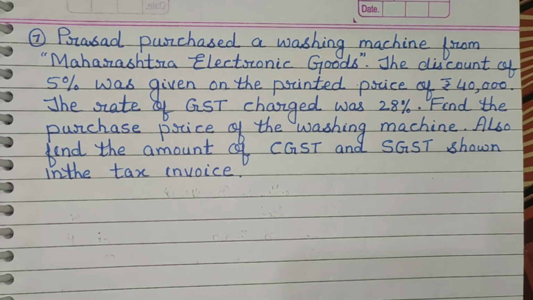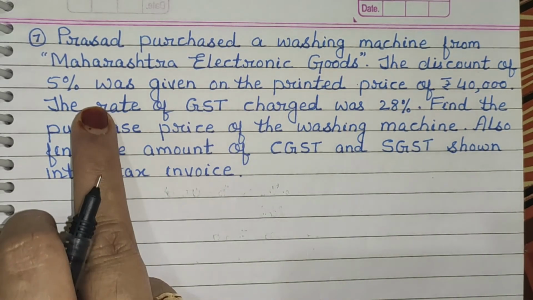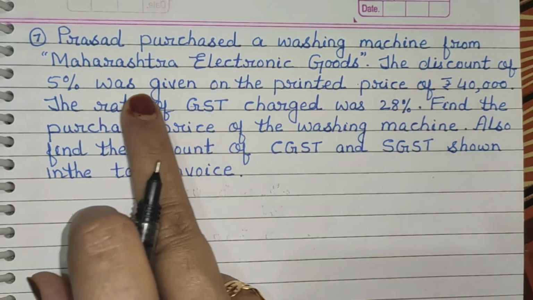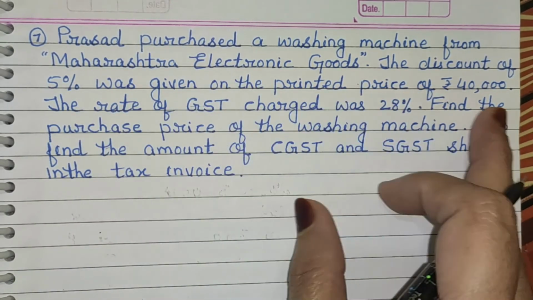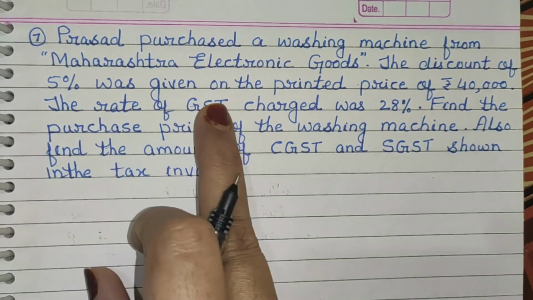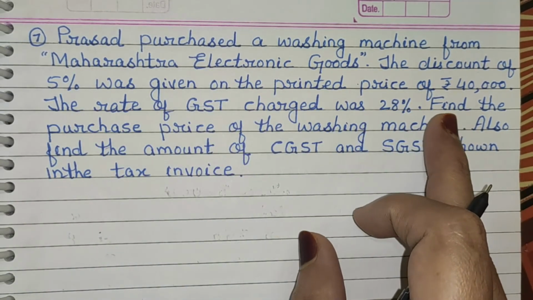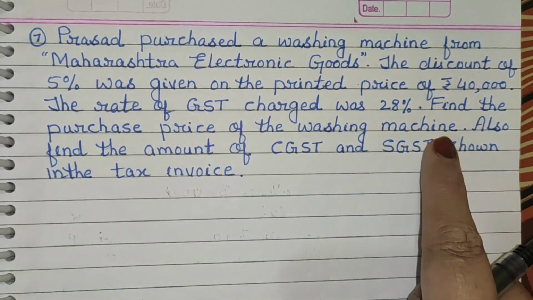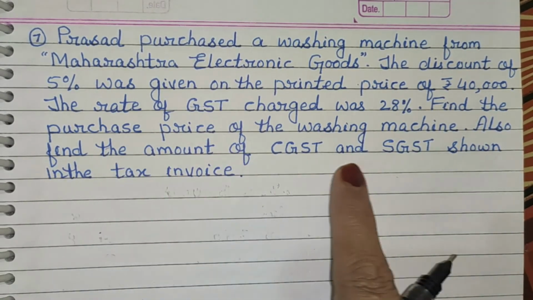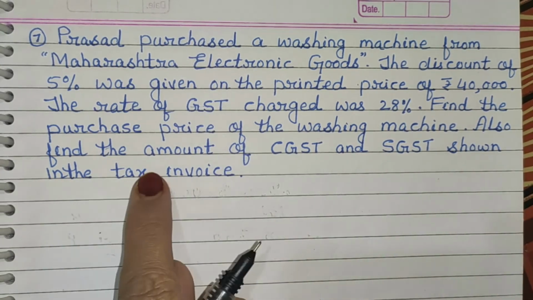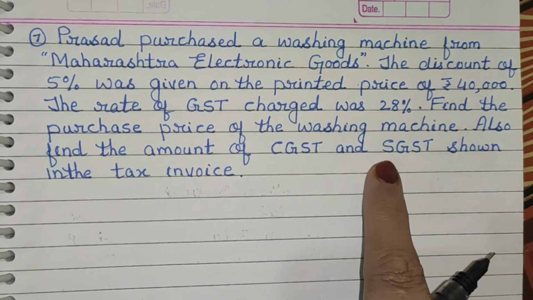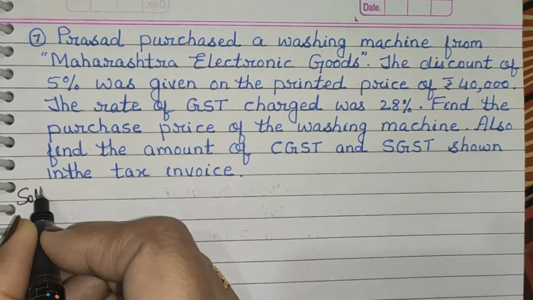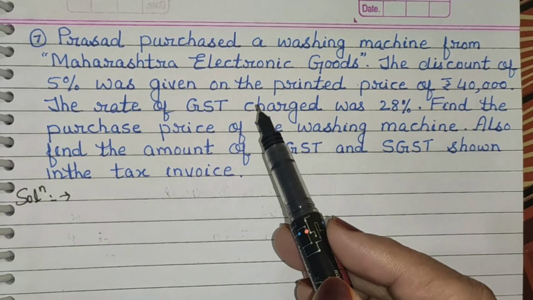Now the next question is, Prasad purchased a washing machine from Maharashtra Electronic Goods. The discount of 5% was given on the printed price of rupees 40,000. The rate of GST charged was 28%. Find the purchase price of the washing machine. Also find the amount of CGST and SGST shown in the tax invoice. Write down the solution.